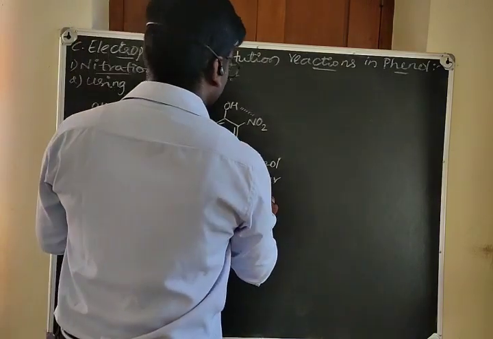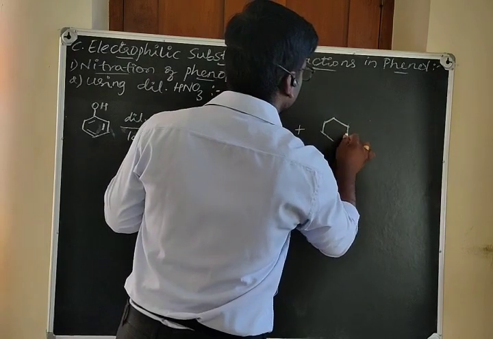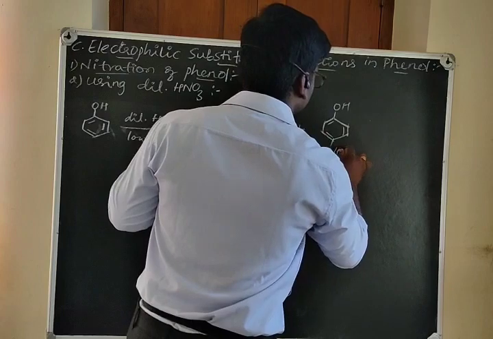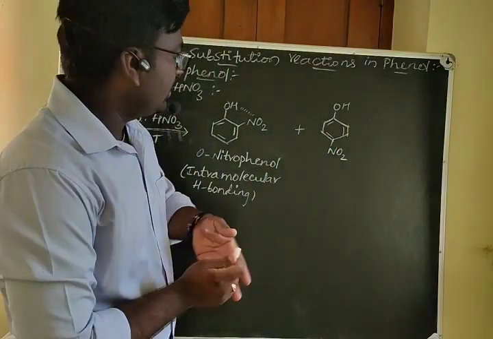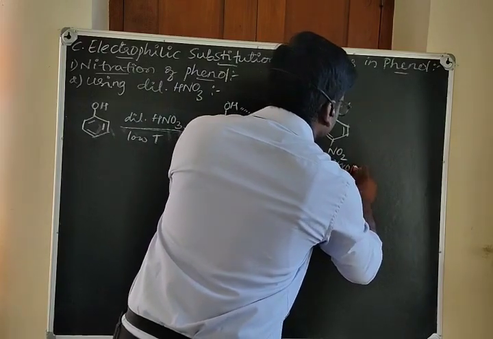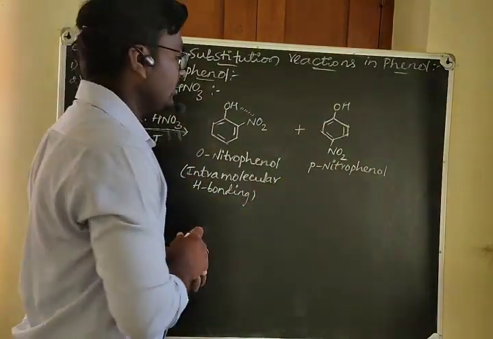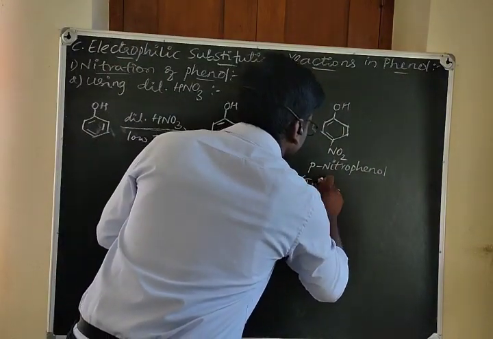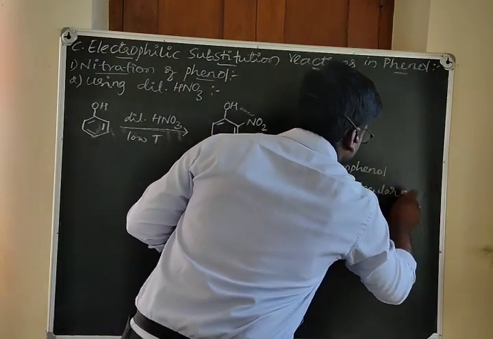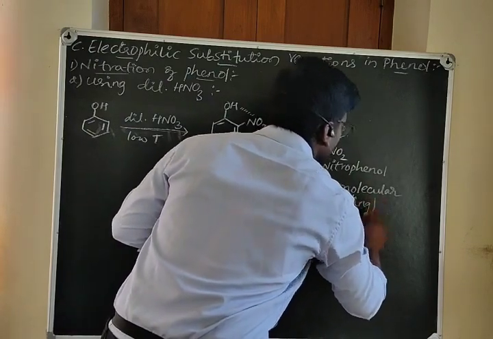And come to the next product, that is para-nitrophenol. Here the para-nitrophenol makes intermolecular hydrogen bonding with other molecules.